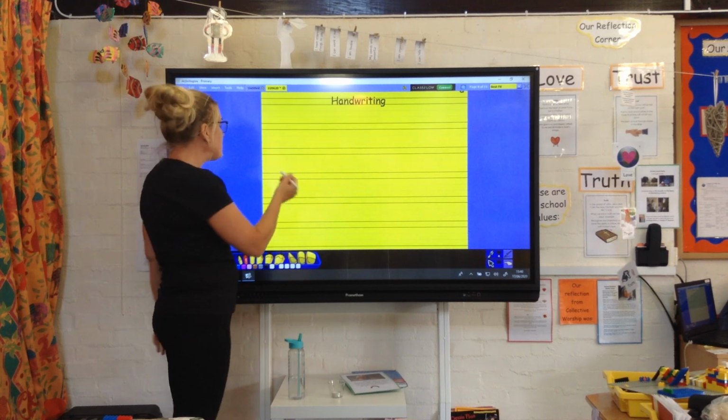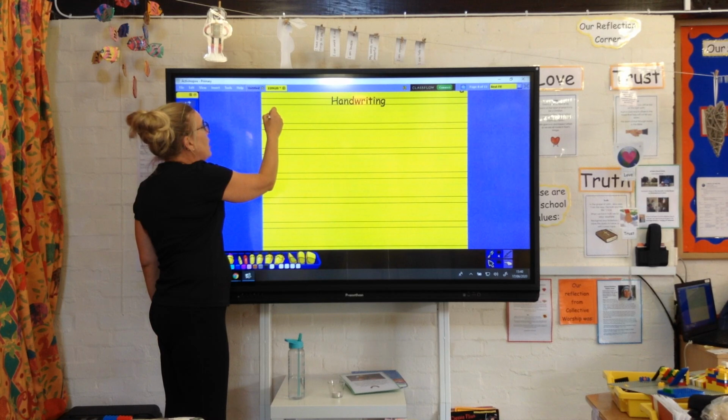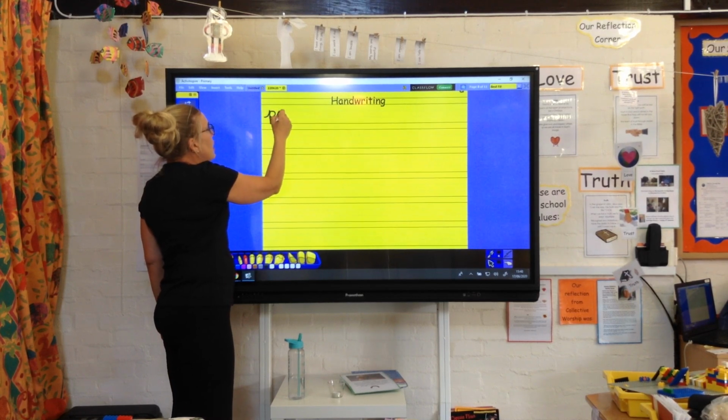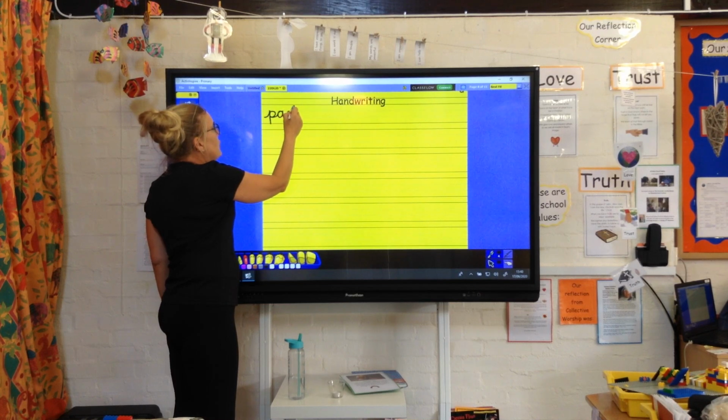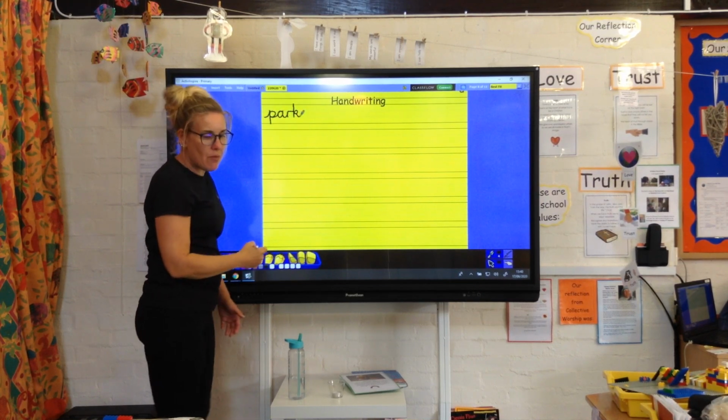Handwriting today, so we're going to be looking at some of those R words. We are going to start off with park, so all the way up, all the way down, round into your A. Now when you come off of the R, you go straight up into the K and round.